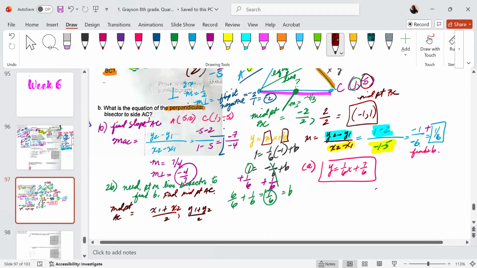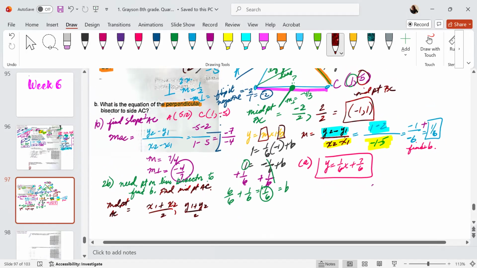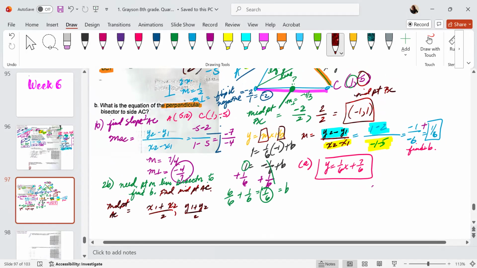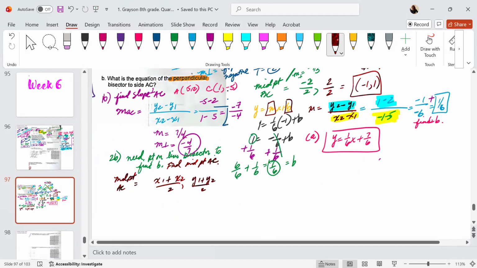X2 plus X1 divided by 2, plus Y2 plus Y1 divided by 2, right? You're not adding anything together there. All right, so the 2 points, I want you to go ahead and find the midpoint of AC. Midpoint of AC, go ahead and do that. What are the 2 points of A and C? A is right here, C is right there. Find the midpoint of that. Go do that, please.